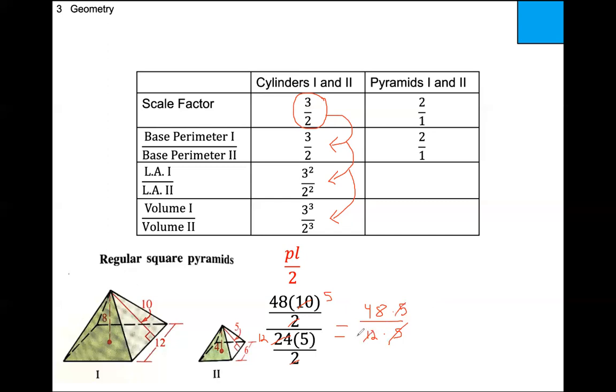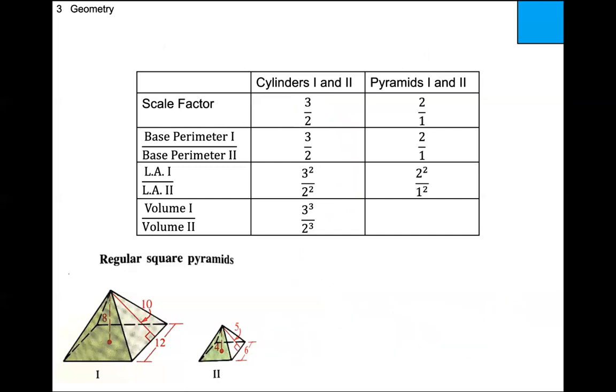12 goes into 12 once. 12 goes into 48 4 times. So we get 4 over 1, but we didn't want 4 over 1. We were expecting 2 squared over 1 squared, but check it out. 4 can be written as 2 squared, and 1 can be written as 1 squared. Hey, we got what we expected. All right, let me erase all that scribble and write it nice and pretty now. We got what we expected, which was 2 squared over 1 squared.